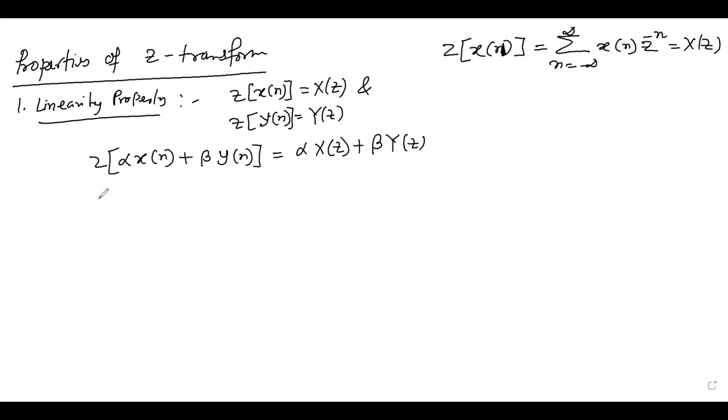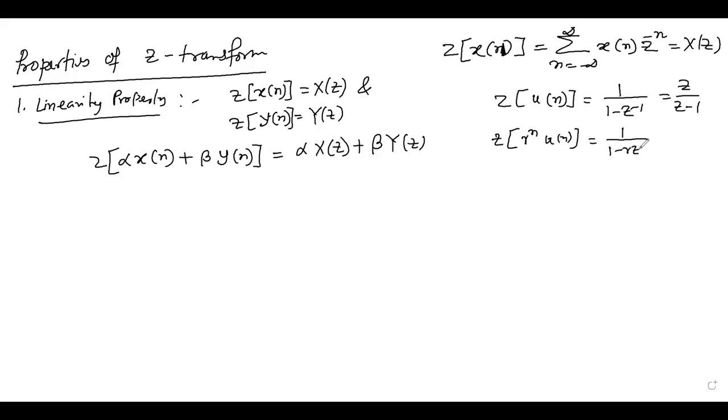For example, the Z transform of u[n] is 1 by 1 minus z inverse, or you can write z by z minus 1. You know that. And for example, the Z transform of r to the power n u[n] is 1 by 1 minus r z inverse, so that is z by z minus r.